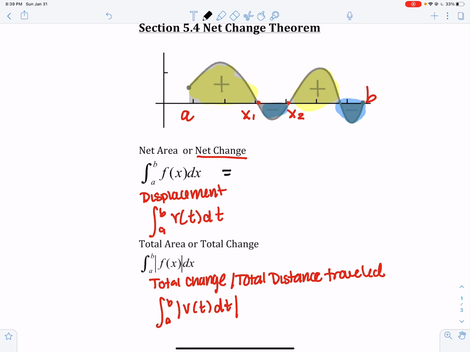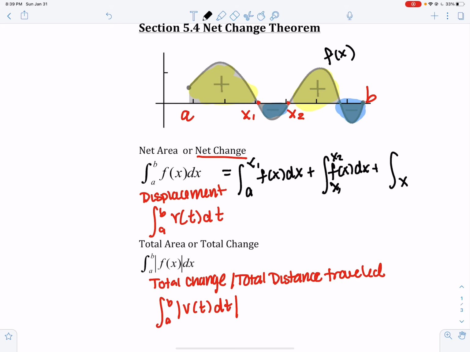So this is the integral from a to x1 of f of x dx, let's say this is f of x, plus the integral from x1 to x2 of f of x dx, plus the integral from x2 to, let's call this, I missed one, x3, f of x dx, plus the integral from x3 to b of f of x dx. Okay, and that's it. You don't have to change any signs. You don't have to do anything like that.